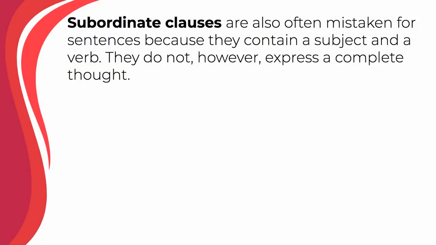Subordinate clauses are also, maybe even more often, mistaken for sentences because they contain a subject and a verb. They do not, however, express a complete thought, usually because subordinate clauses have an extra word in them that makes them be subordinate, and you'll see what I mean in a moment.